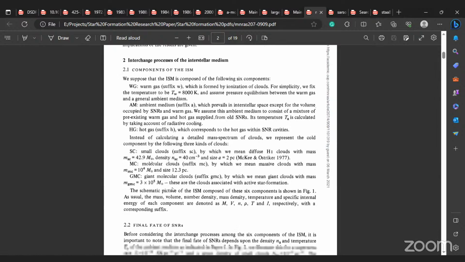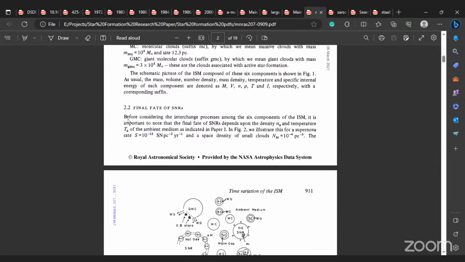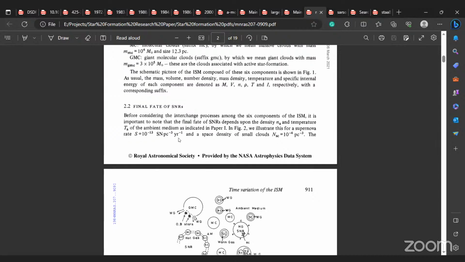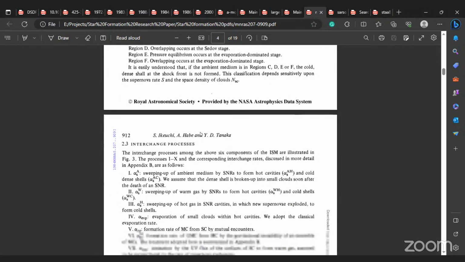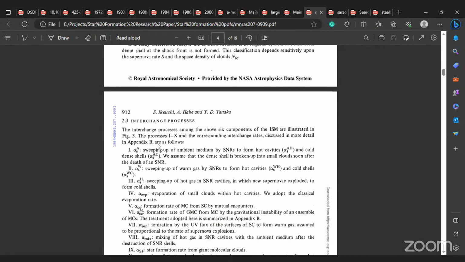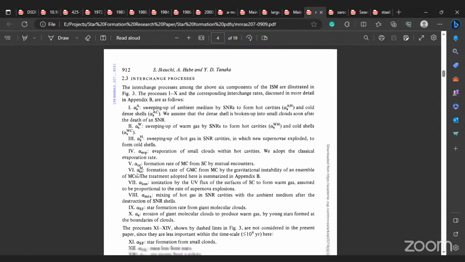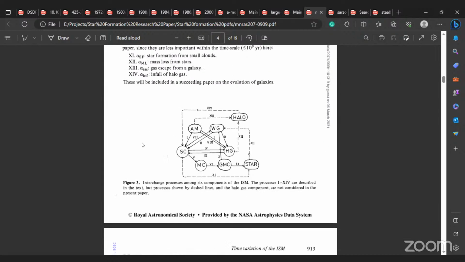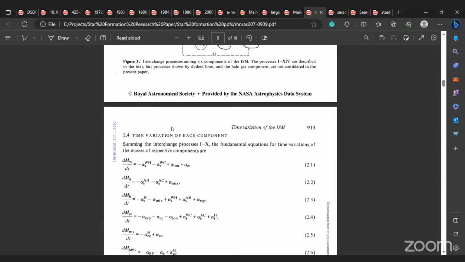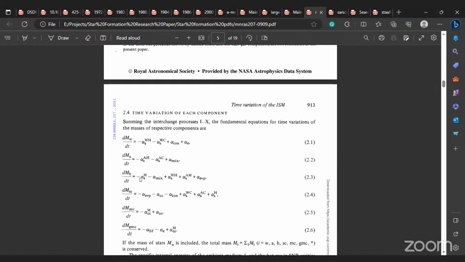Okay, it's 6. Then it is discussing the final rate of supernova remnants. And these are the different types of interactions that are here. These are the interchange processes with the proportionality constants. As you can see, there are 14 of them, and the time variation of each component. So it is explaining here the different types of chemical reactions.